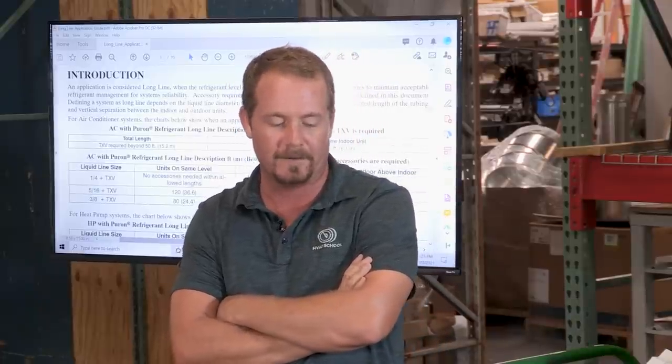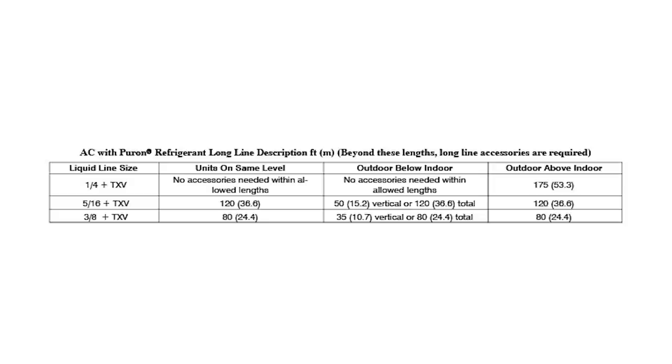Now let's go to the next one on the list. AC with pure refrigerant long line description. Beyond these lengths, long line accessories are required. If you have a quarter inch liquid line plus a TXV, you guys following me here right now?